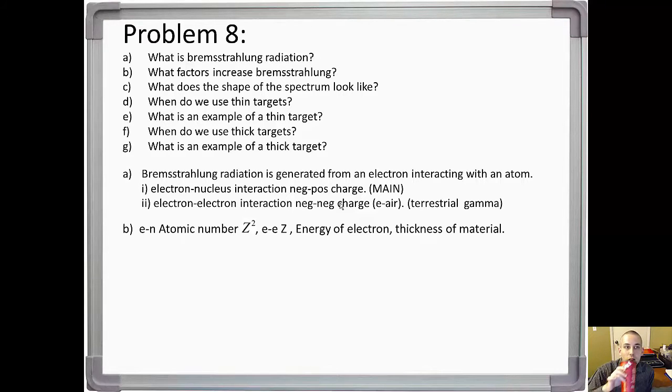So part B, what factors increase Bremsstrahlung? The electron-nucleus interaction is proportional to atomic number squared. The electron-electron, or second Bremsstrahlung interaction, is proportional just to atomic number. Other factors that increase Bremsstrahlung radiation are the energy of the electron and the thickness of the material, of course.